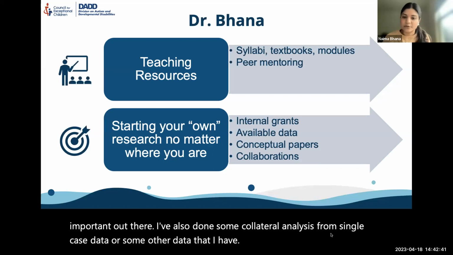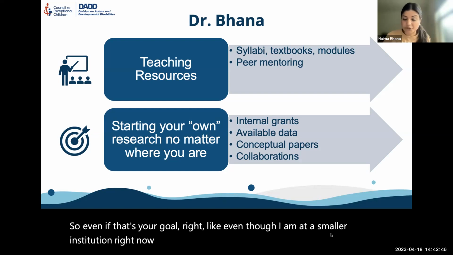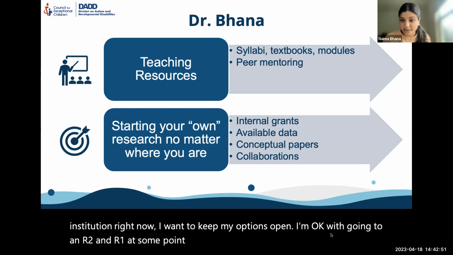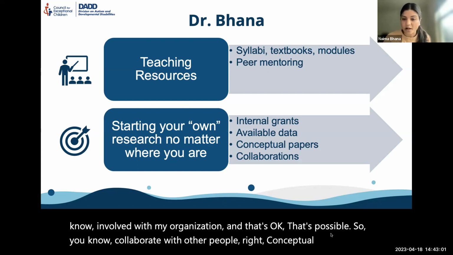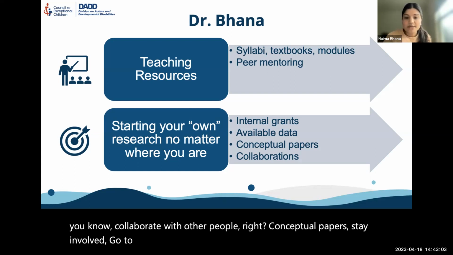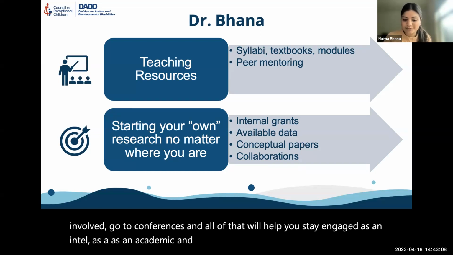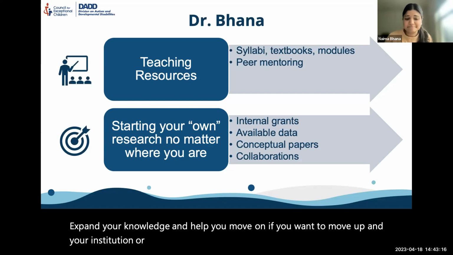So even if that's your goal, right? Even though I am at a smaller institution right now, I want to keep my options open. I'm okay with going to an R2 and R1 at some point. So I've kept publishing and I've kept involved with my organizations, and that's okay. That's possible. So collaborate with other people, write conceptual papers, stay involved, go to conferences, and all of that will help you stay engaged as an academic, help you expand your knowledge, and help you move on if you want to move up in your institution or go to other institutions.